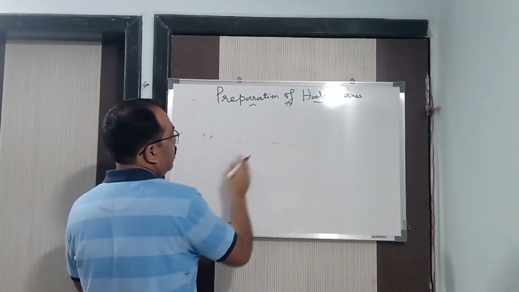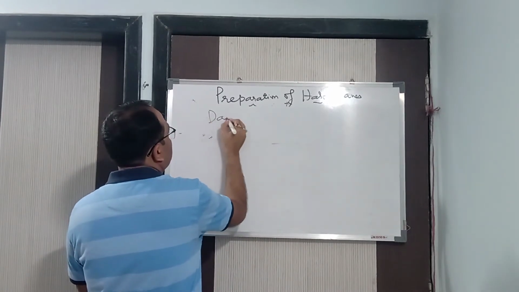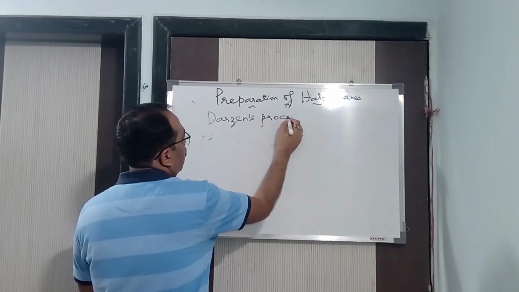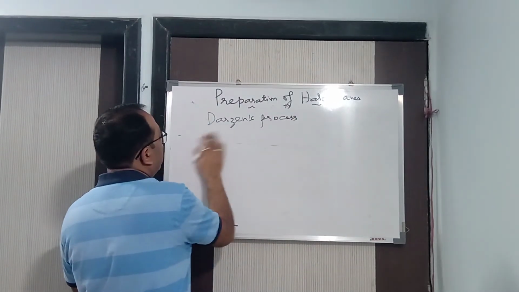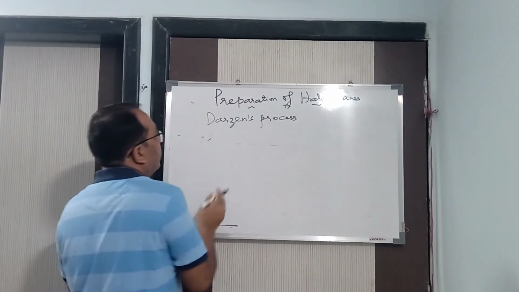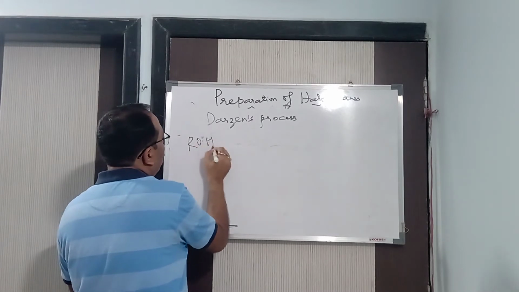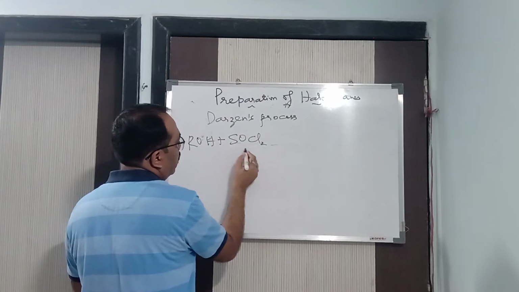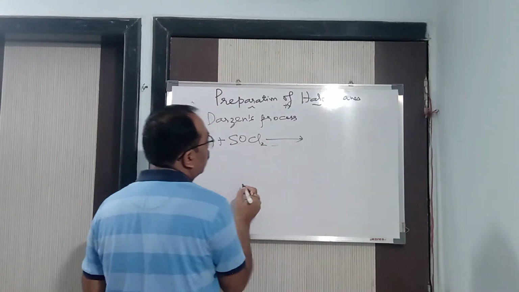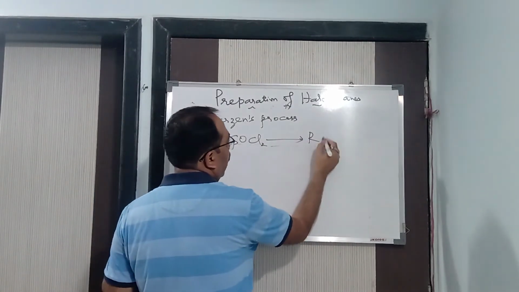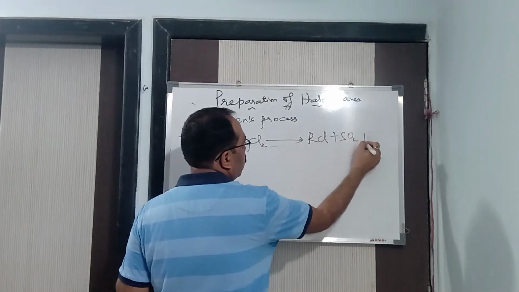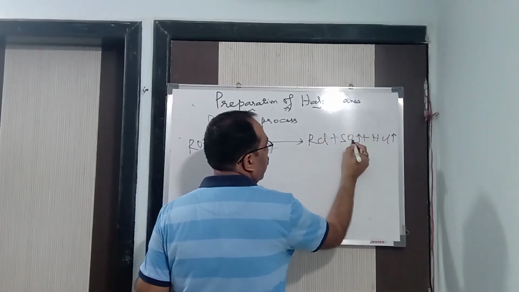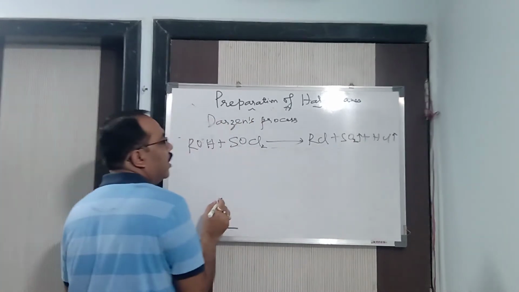Now the next method is Darzens process. In case of Darzens process, we take alcohol and react it with thionyl chloride. This is your thionyl chloride. So what will you be getting? You will be getting RCl plus SO2 plus HCl. RCl plus SO2 plus HCl, you will be getting it. Okay.